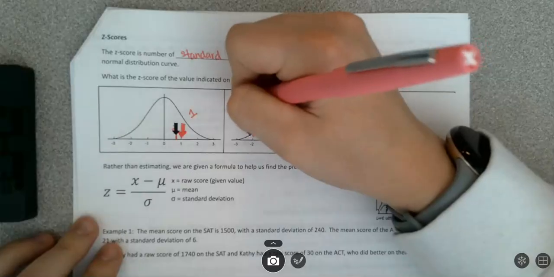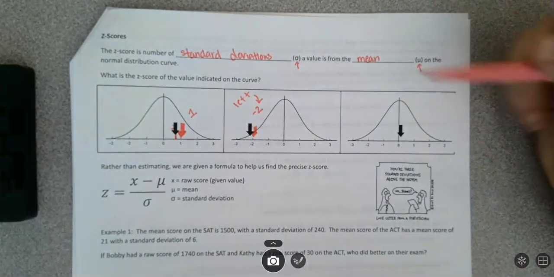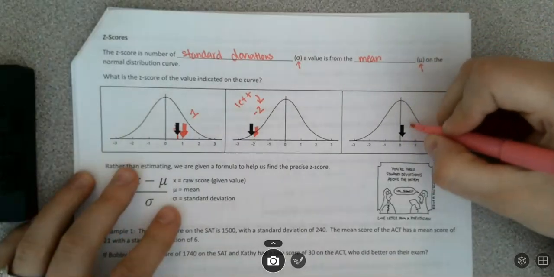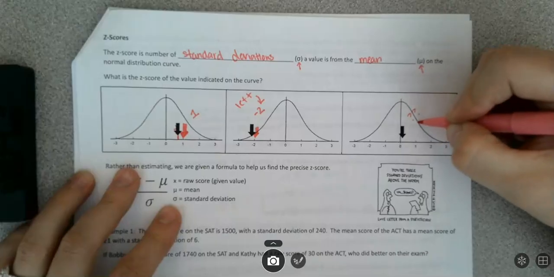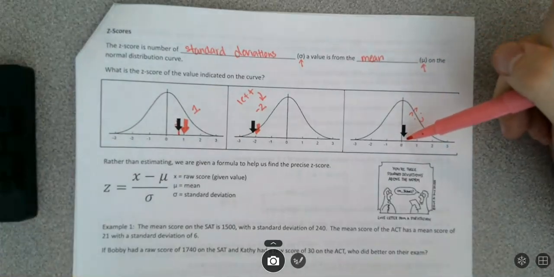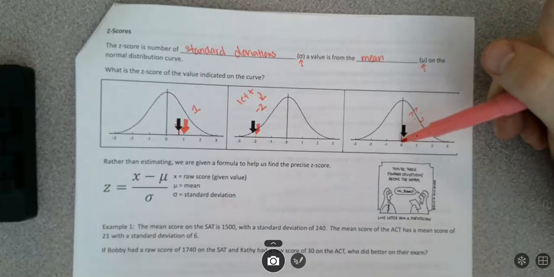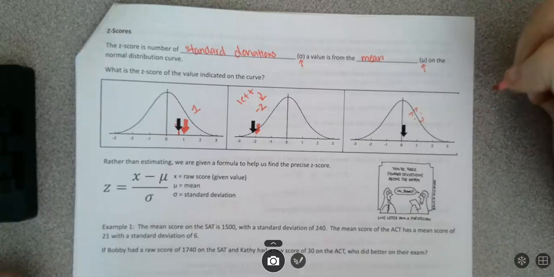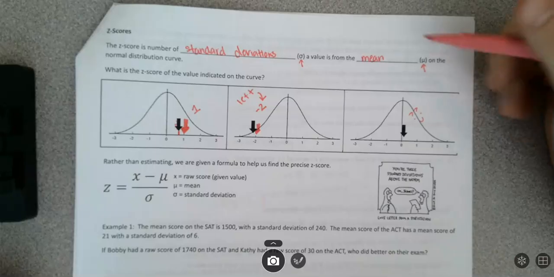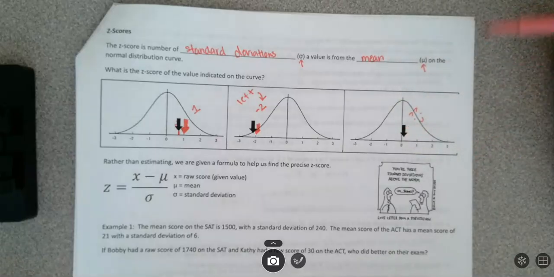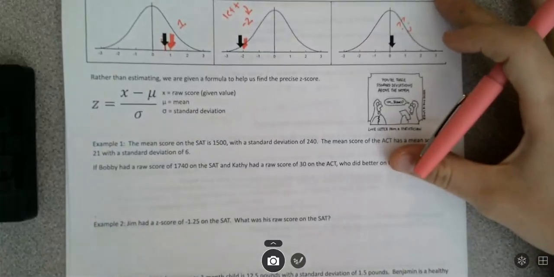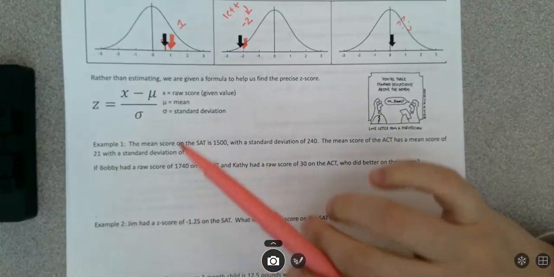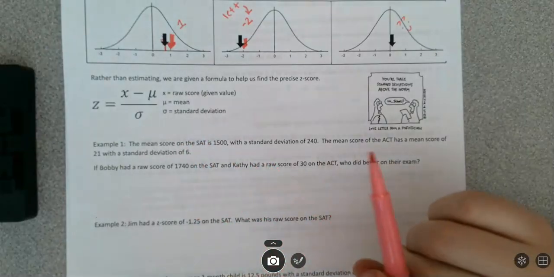Now this one's on the left, so that's why it's negative. Now this one is actually where it's supposed to be. This is an awkward amount away from one of those whole numbers. So that's what z-scores are for. It helps us figure out what that awkward distance is. Rather than estimating, and I know you would love to estimate, we are given a formula to help us find the precise z-score.